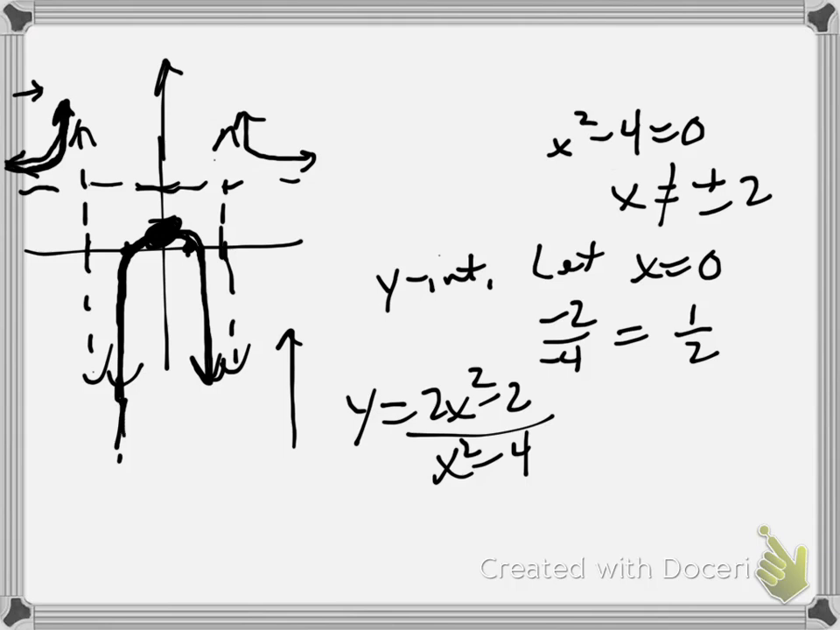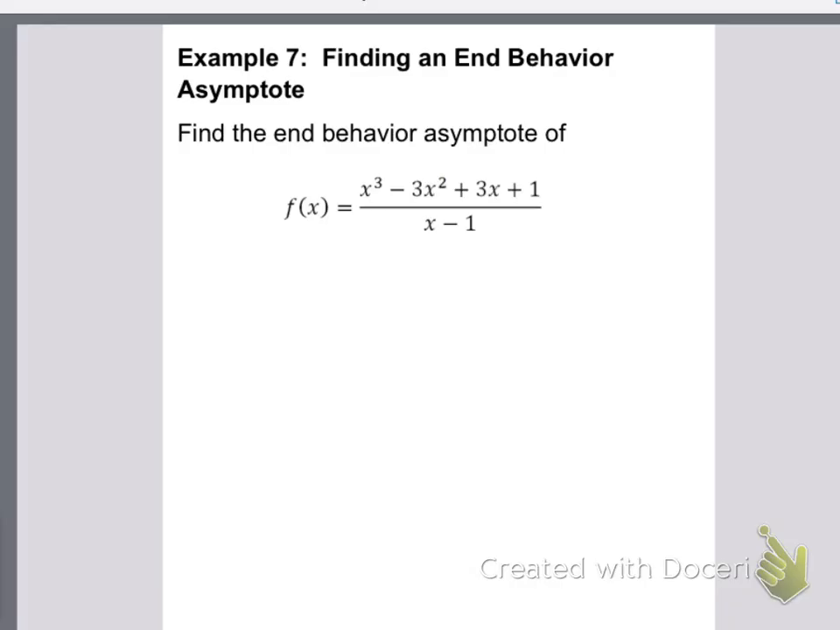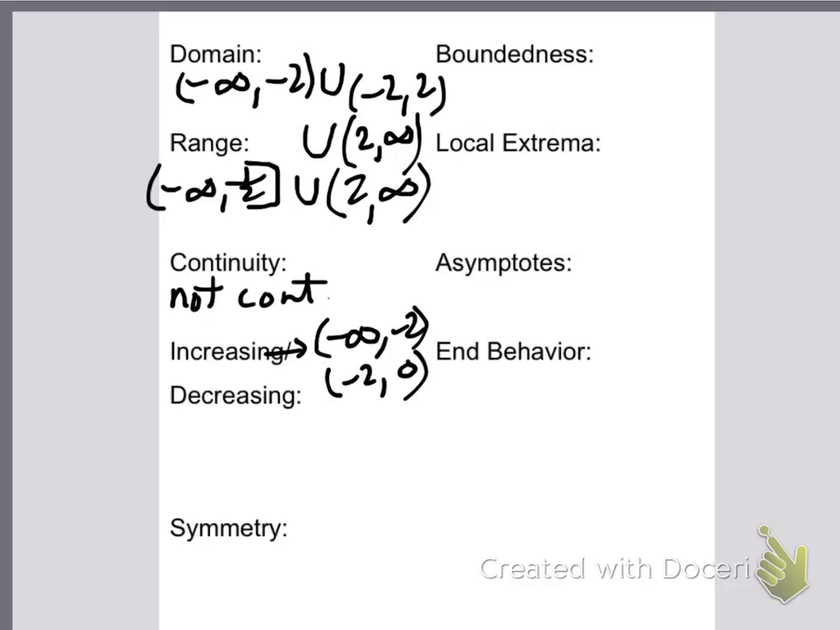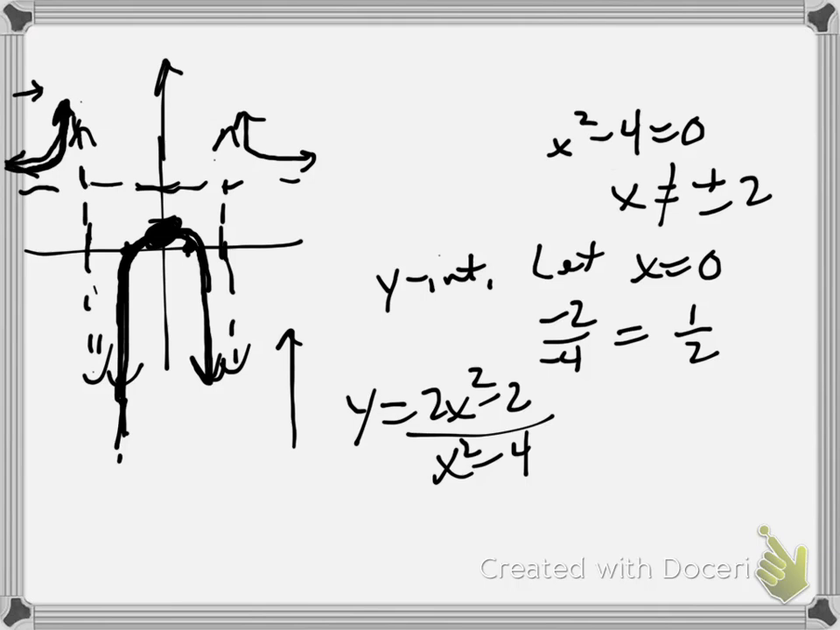Here we are on the parabola. Here's the vertical asymptote of negative 2. It's increasing, increasing, increasing, and it gets to x equals 0, and then it starts to decrease on the other side. Okay? So our decreasing would be from 0 to 2, and then from 2 to infinity. Because it's decreasing here, and it's decreasing here. It's getting smaller.